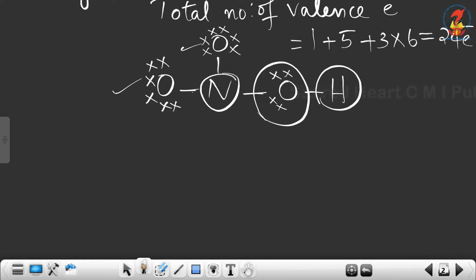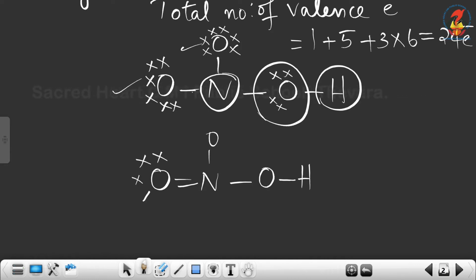So how can we show the possible Lewis structure? First is O double bond N, single bond O, single bond OH, and complete the octet. 1, 2, 3, 4, 5, 6, 7, 8. This oxygen 3, 4, 5, 6, 7, 8. Nitrogen, the octet is complete. This oxygen 1, 2, 3, 4.